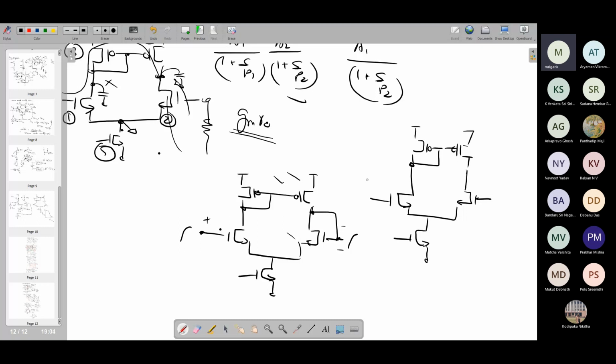So now here, which side will determine the upper limit of VCM? The lower limit remains determined by the current source, W by L of this one and this one. For the lower limit, we know that as we reduce the VCM, the tail current transistor will enter into triode region. Therefore, we should have VCM min determined by W by L of M1, M2 and M5. What about the upper side, VCM max? The lower side is the same as a differential amplifier with resistive load.